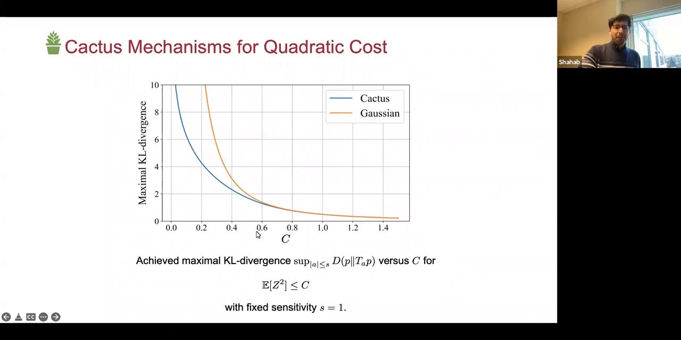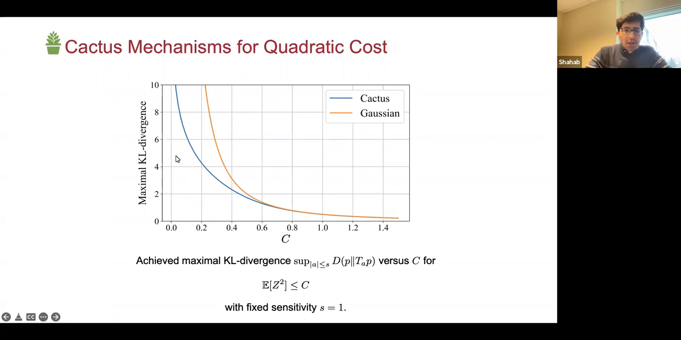As you can see, if C is small enough, which means the utility is very good, then there is a huge gap between Cactus and Gaussian. For example, the KL for Cactus is here, but for Gaussian it is even bigger than 10. But then at some point, when you sacrifice your utility and increase C, these two become kind of the same. So Cactus and Gaussian become the same when C increases.